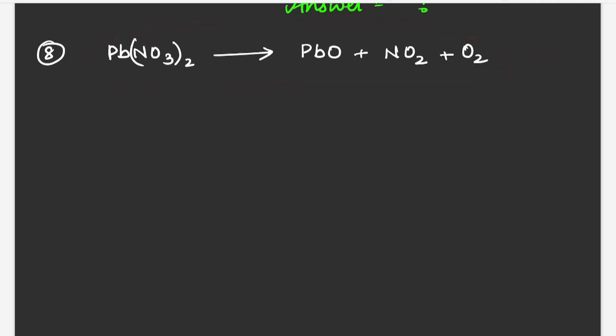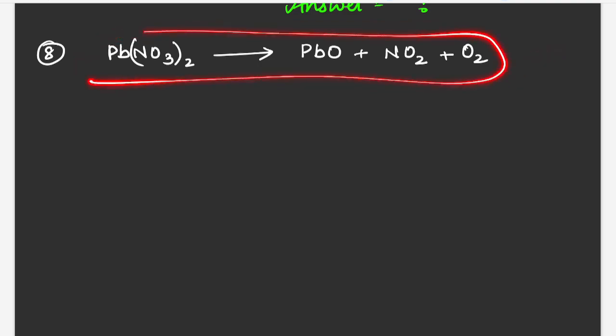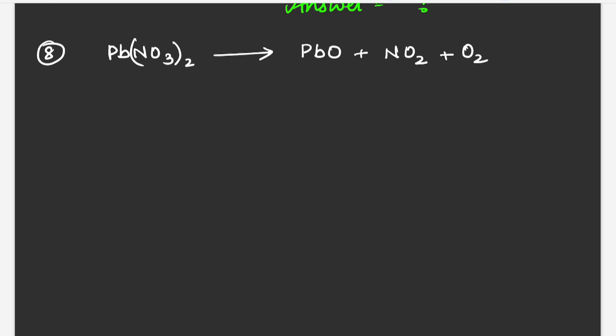Write the balanced equation for the given equation. Let us try to balance this. First the metal, we have lead. On both sides let us check how many lead atoms are present. Here 1, and here also we have 1. So it is balanced. Next we have to balance nitrogen. How many nitrogen atoms are present? Here you can see N 2 times.